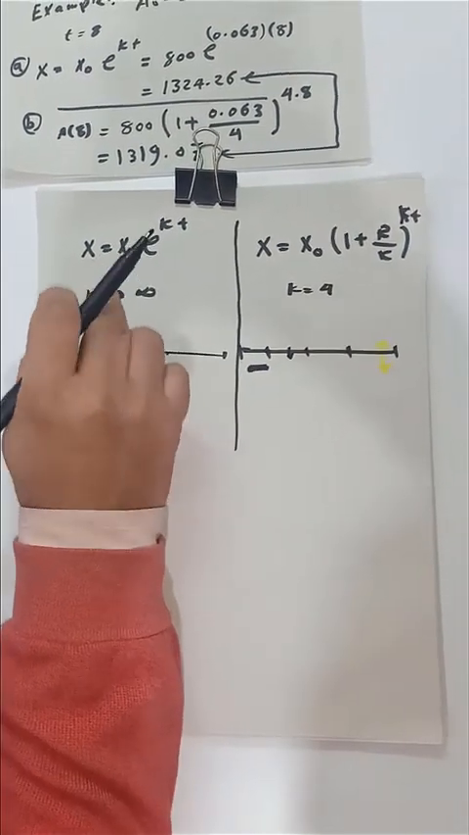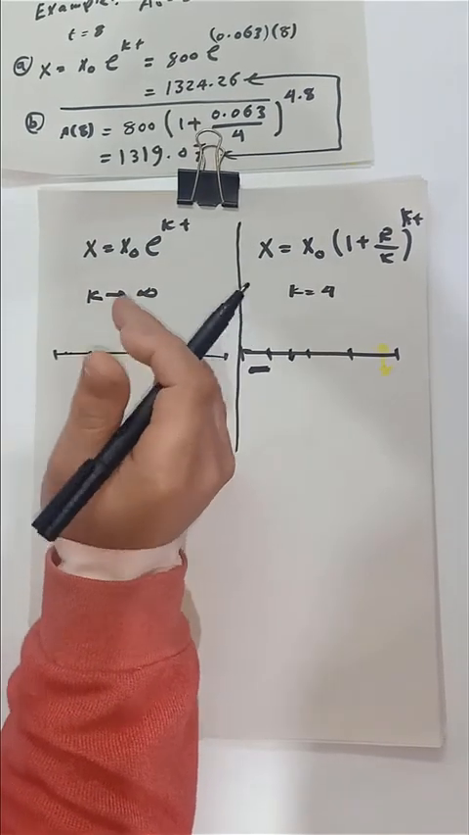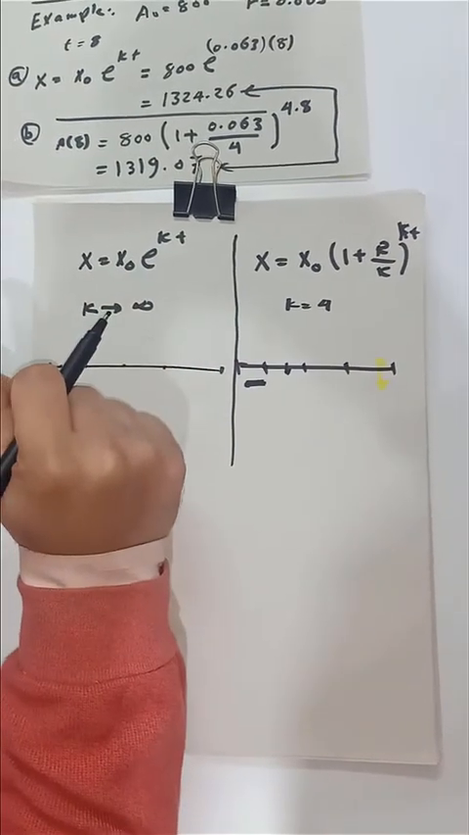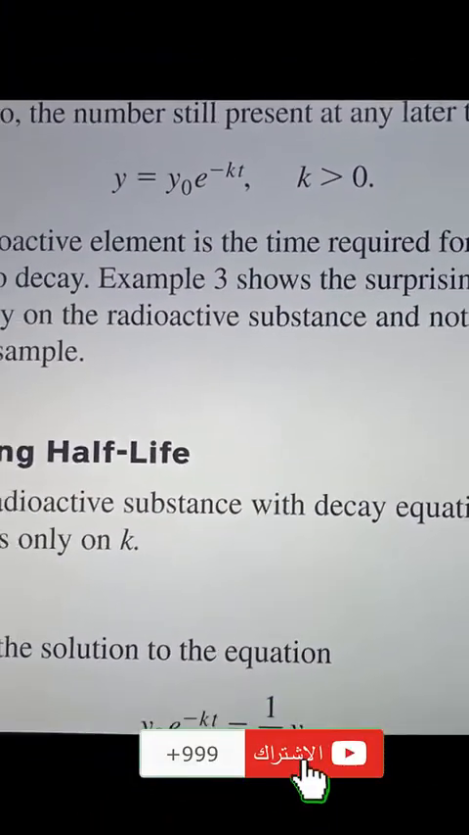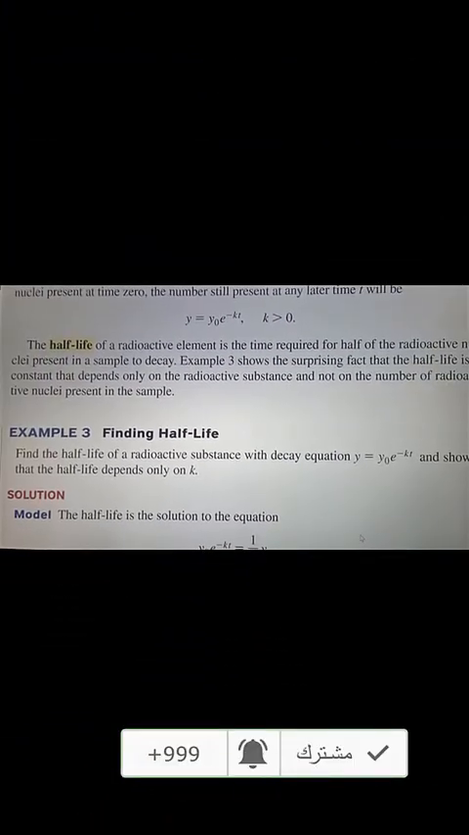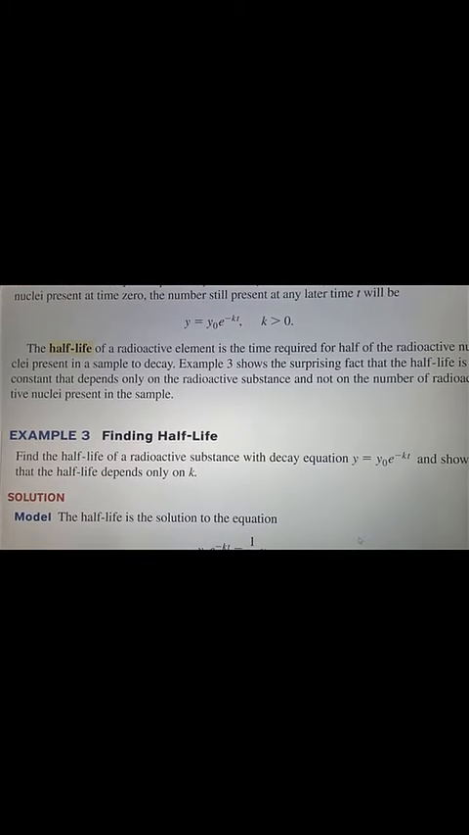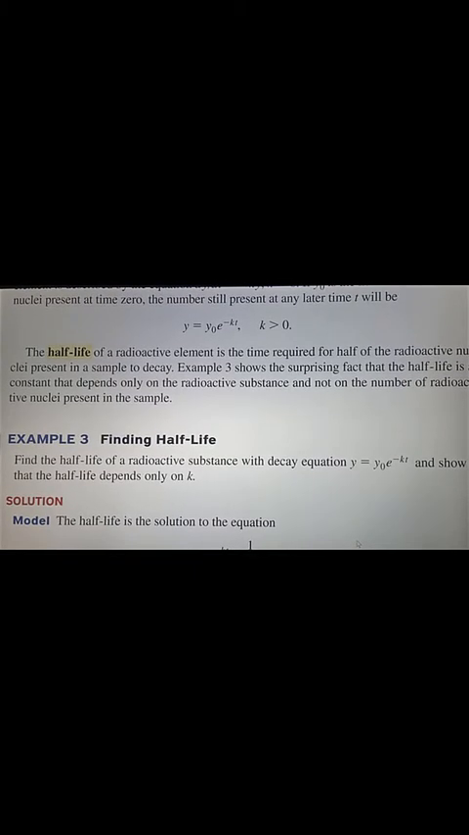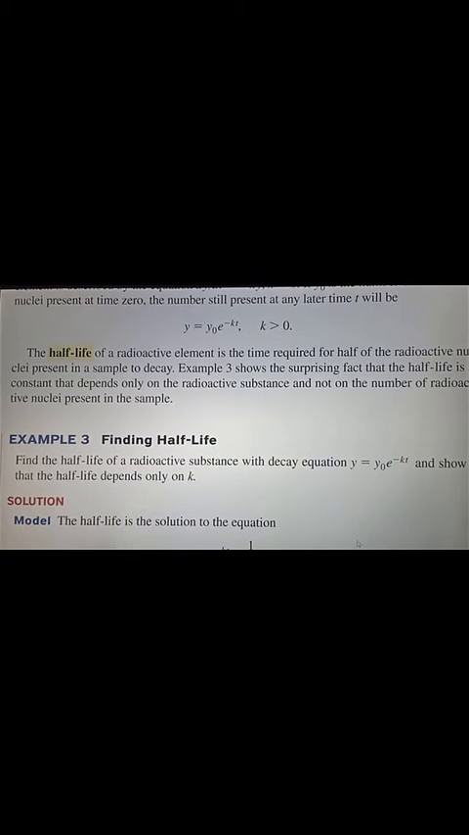So we use this formula to find the number of bacteria, or virus growth or decay, because the rate of change is continuous. Another example: find the half-life of a radioactive substance with decay equation y equals y naught e power negative kt, and show that the half-life depends only on k.